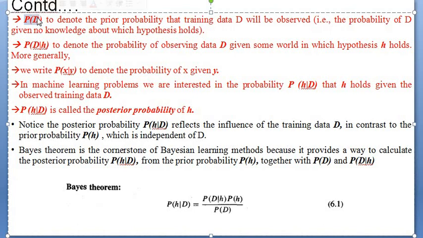Next, P of D. This is another notation. P of D is nothing but the probability of the training data set. D is nothing but the training data. It is also called the prior probability on the data set, that is, the data that will be observable.